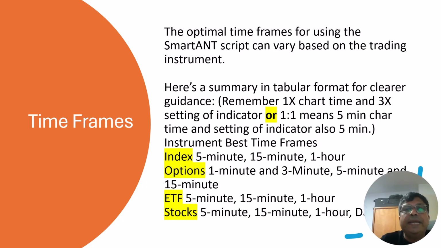Choosing the right time frame is essential for maximizing the effectiveness of the SmartANT script. The optimal time frame varies by instrument, with specific recommendations for index options and stocks. This guidance helps traders align their strategy with market behavior, ensuring they are well positioned to capitalize on opportunities as they arise. Normally, we suggest 1:1. That is, if you have a 5 minute time frame chart, then in SmartANT also set it to 5 minutes only.